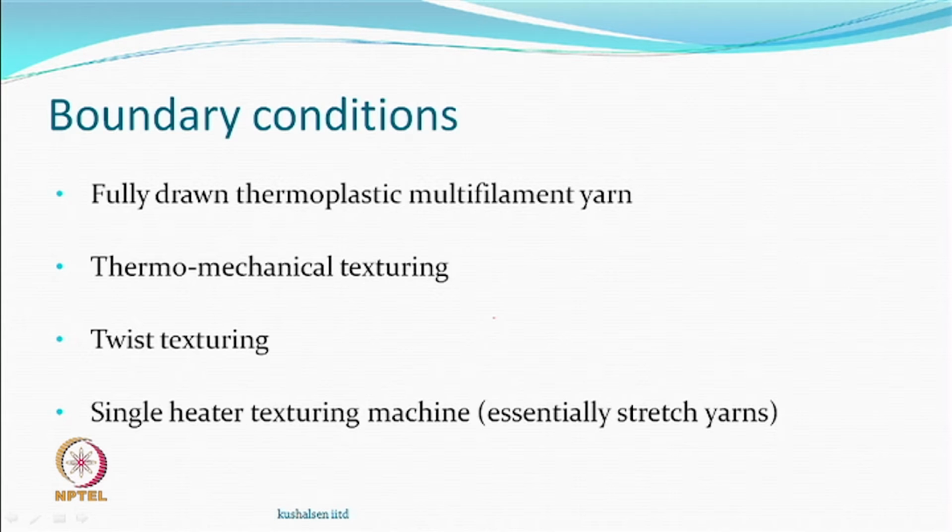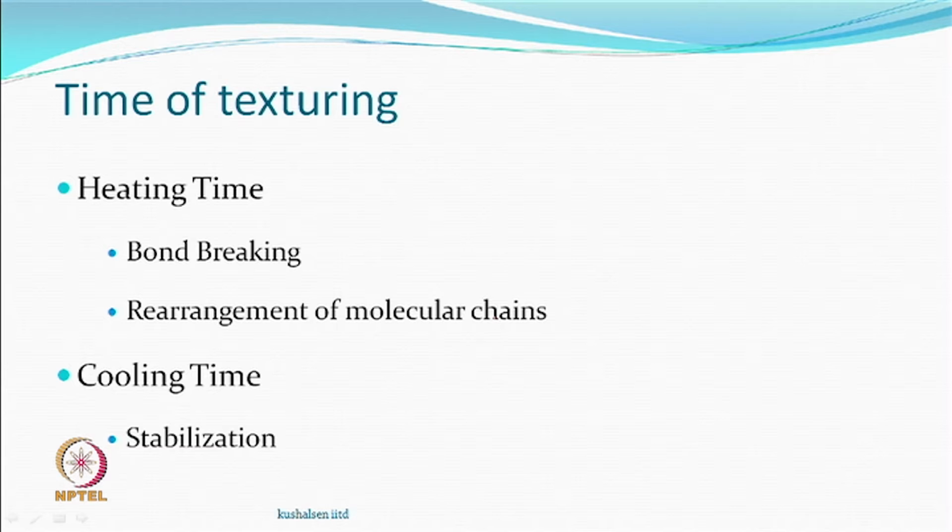Remember again that the boundary conditions remain the same. We are all talking about fully drawn thermoplastic multifilament yarns, twist texturing, single heater. That does not change, because all understanding is to be within this constraint. So, time of texturing can now be talked about as either a heating time or a cooling time. That is why we said in a texturing machine you have a heater, and after the heater there is a cooling zone before you do detwisting.